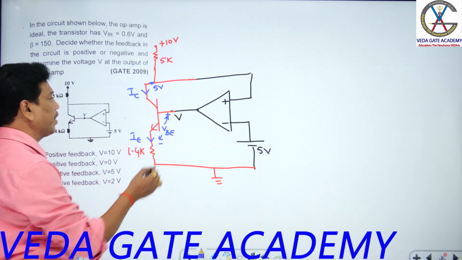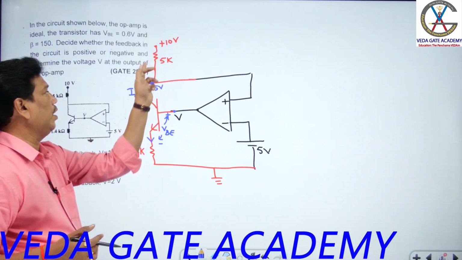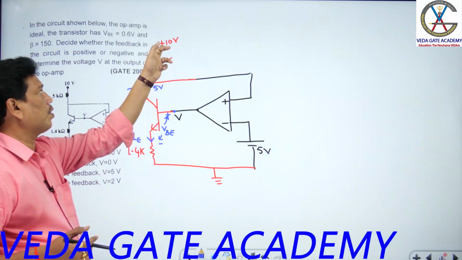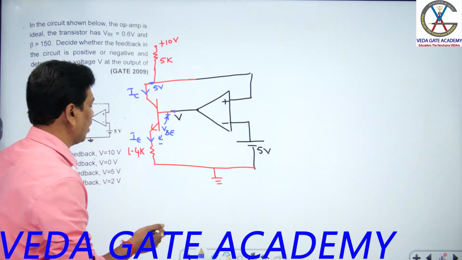Now I can define the first value of V. Using virtual ground, here also 5 volt you can call. Now what is IC? IC equal to (10 minus 5) by 5K. Confirm?